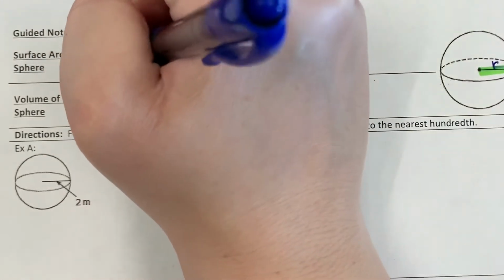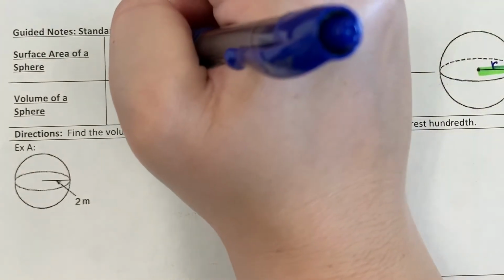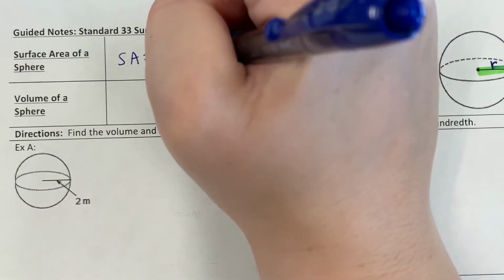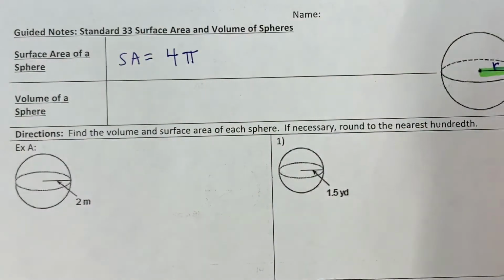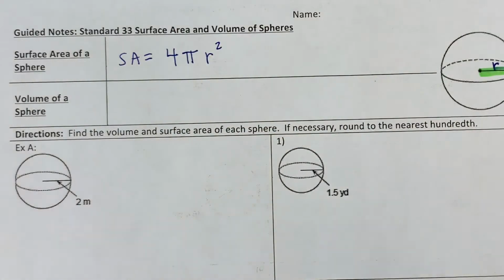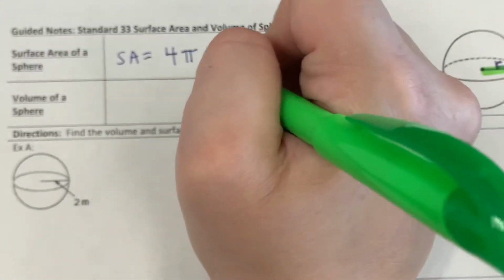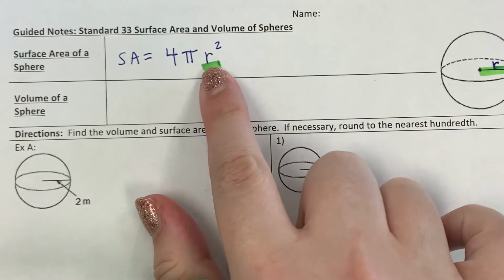And so for surface area of a sphere, for our formula, we will do 4 times the number pi times our radius squared. So keep in mind, pi is just a number. The only variable that we have here is our radius.